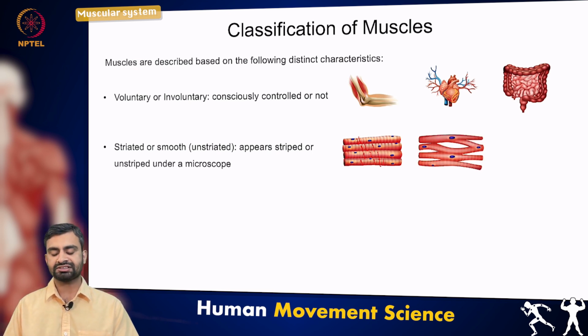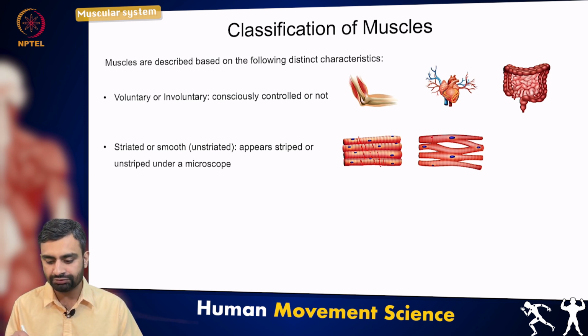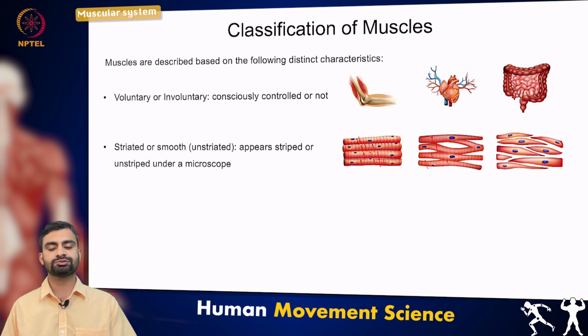Similarly, the cardiac muscles also come under the category of striated muscles. So in these muscles also we can see the stripes. However, in smooth muscles there are no stripes, so they come under the category of smooth muscles.